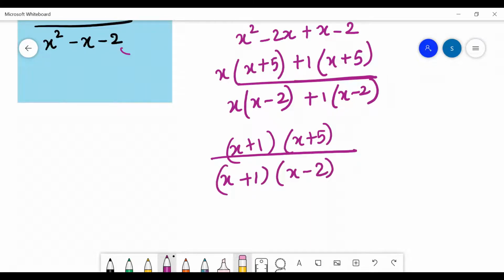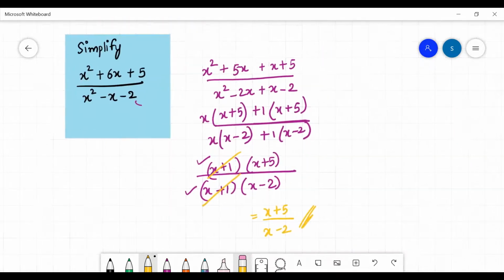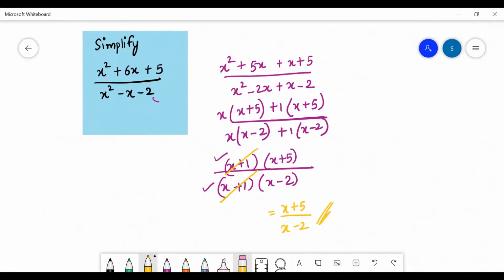So here you have x plus 1 common in the numerator and denominator, so simply just cancel them. You are left with x plus 5 divided by x minus 2. So this is the final answer. This is how you solve a fraction which has algebraic expressions in the numerator and denominator.